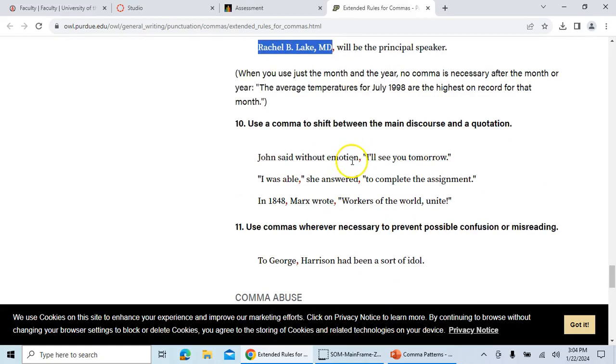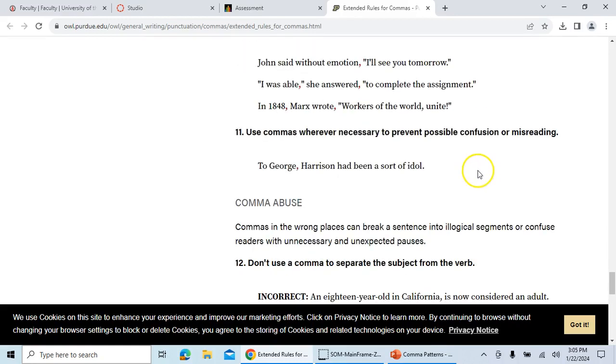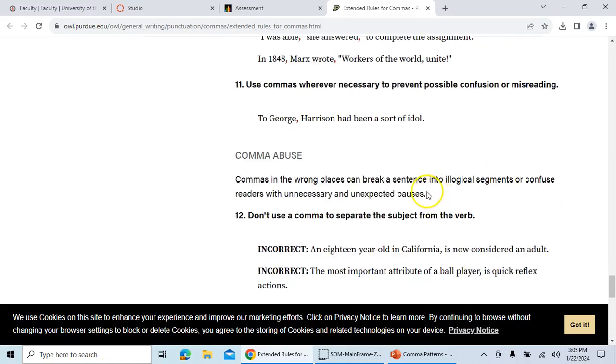Commas between main discourse and a quote. Anytime you have a quotation within a sentence, you're going to have commas before it or after it, depending on where the sentence starts and ends. So you can see how that works here. "I was able," she answered, "to complete the assignment." All right. Separating things that could get confused. To George, Harrison had been a sort of idol.